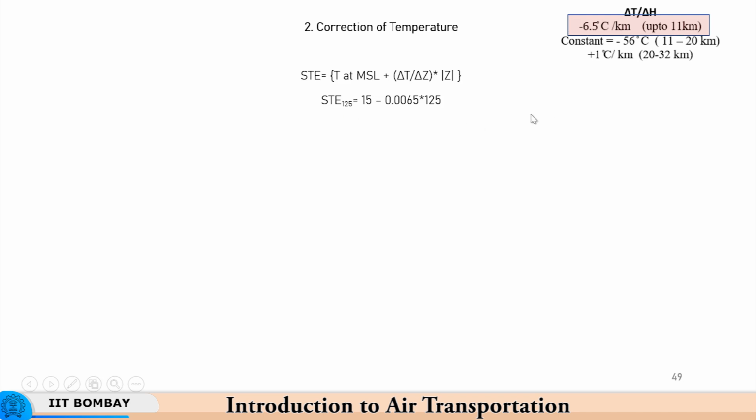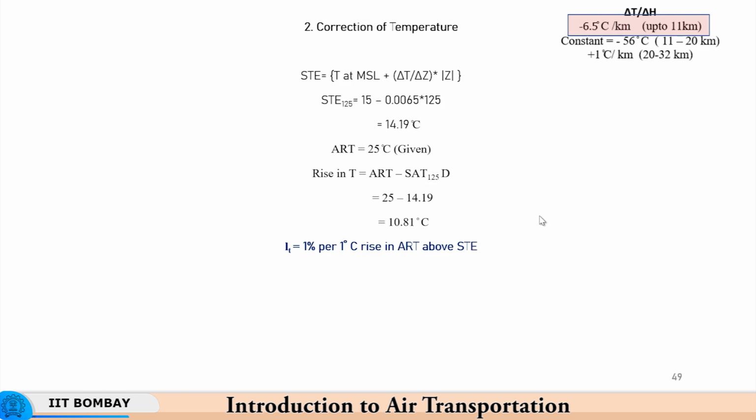At 125 elevation, the temperature expected is 15 degrees minus 0.0065 into 125, which is the lapse rate. It is 14.19 degrees centigrade and the ART is 25 centigrade. That means the delta T is basically 10.81 centigrade. In other words, when this aircraft went to a height of 135 feet above mean sea level airport and also observed a temperature of 25 degrees centigrade, it is 10.8 degrees centigrade more than the recommended value.